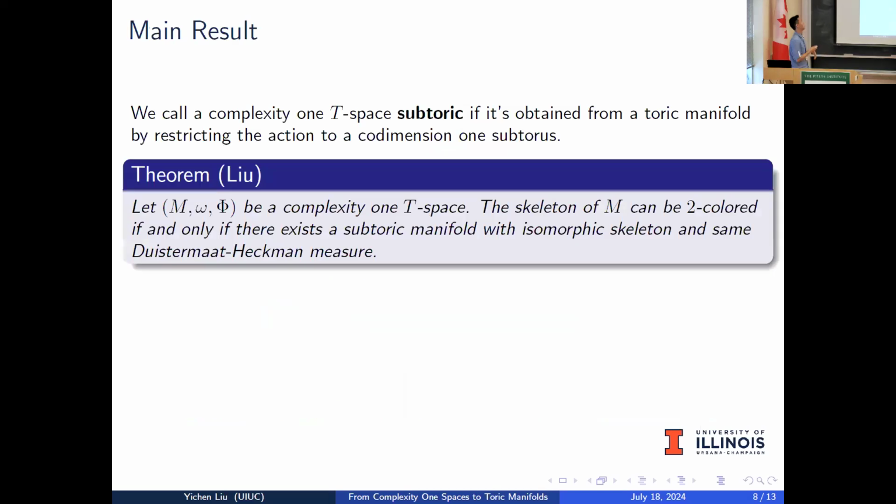Okay, after this adjustment, I can state the result. I will call a complexity-one space subtoric if it comes from a toric manifold by restricting to a codimension-1 torus. My theorem says the skeleton of a complexity-one space is 2-colorable if and only if there exists a subtoric manifold with isomorphic skeleton and the same moment image. I want to put a remark here. This is not a criterion for extension.